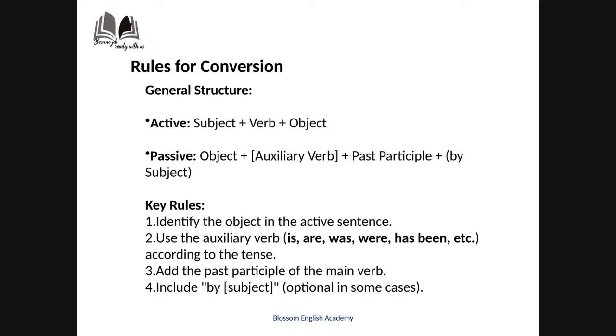Okay, and third rule is to add the past participle of the main verb. No matter what the tense is, when you are converting a sentence from active to passive voice, the main verb should always be in its past participle form. Okay, and finally, as I said earlier, you can include by whom the action was done. Okay, by the subject, if I'm talking about the structure over here, but these are optional.